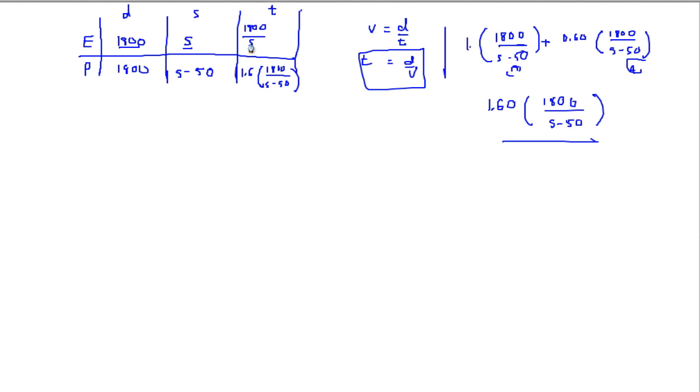So what we now can do is we can set the time for the Exante train equal to the time it takes for the Paral train to travel. And we'll substitute these formulas. For the Exante train, it's going to be 1,800 over s, which is equal to 1.6 times 1,800 over s minus 50.